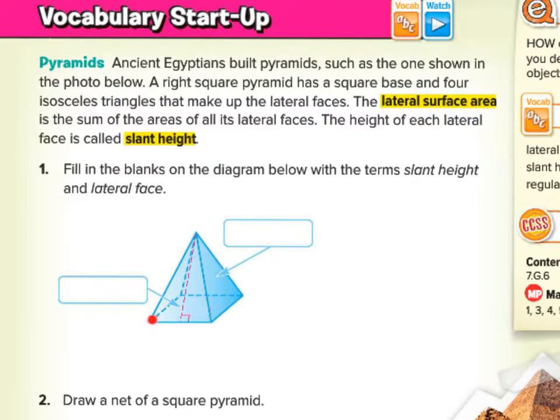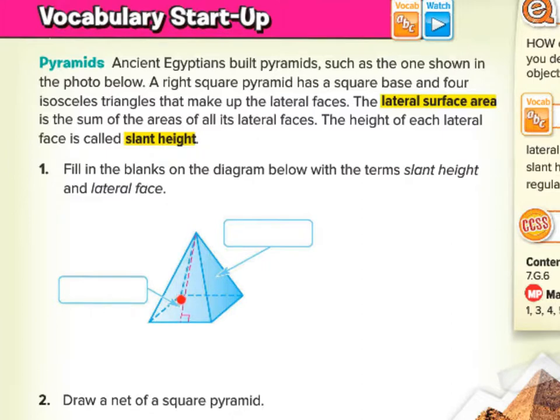So if we look for the surface area, we have to find the area of this triangle, the area of that triangle, the area of the triangle in the back, and the area of the triangle on the left. And then we have to add them all up, right? So the lateral surface area is the sum of the areas of all its lateral faces. The height of each lateral face is called the slant height.